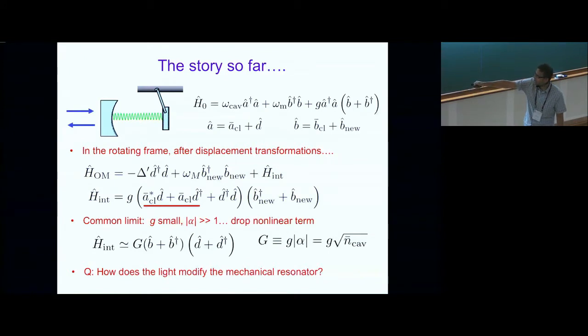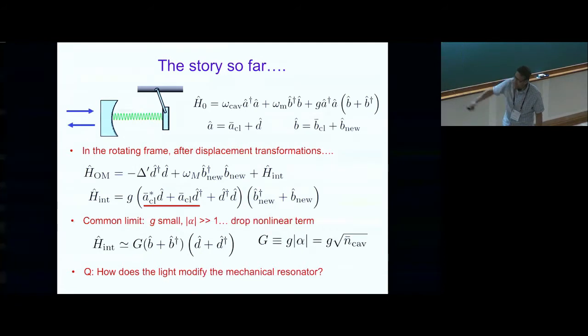And again, big G is just the product of little g and this induced amplitude in the cavity. Okay, and again, that I can think of in terms of the square root of the number of coherent photons my laser has induced in the cavity. Okay, and so the main question for the first part of this talk is, okay, given this coupling in this simple linearized regime, how does the light actually modify the properties of the mechanical resonator? How does it affect the mechanical dynamics? How does it affect the state of the mechanics, its temperature?